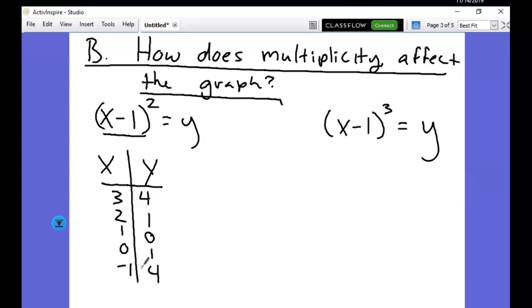So anyway, what I want you to notice is that when the power out here is even, your y values will always have the same sign. Now that's going to have an effect when we look at the graph. Let me show you the graph. Let's graph it real quick.